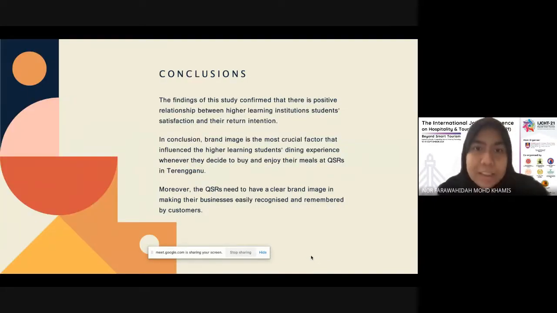To conclude, the finding of this study confirmed that there is a positive relationship between higher learning institution students' satisfaction and their return intention. In conclusion, brand image is the most crucial factor that influences higher learning students' dining experience whenever they decide to buy or enjoy their meal in QSR. Moreover, QSRs need to have a clear brand image, making their business easily recognized and remembered by customers.